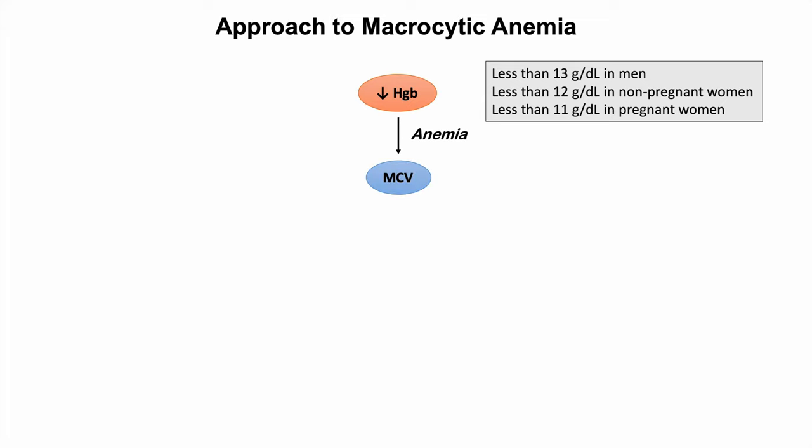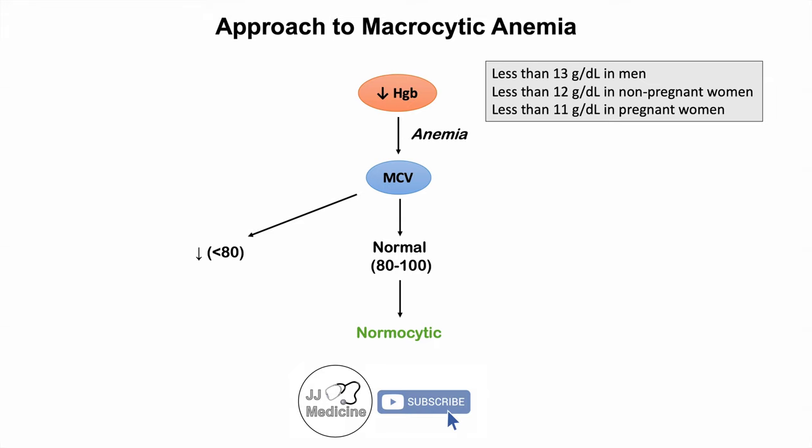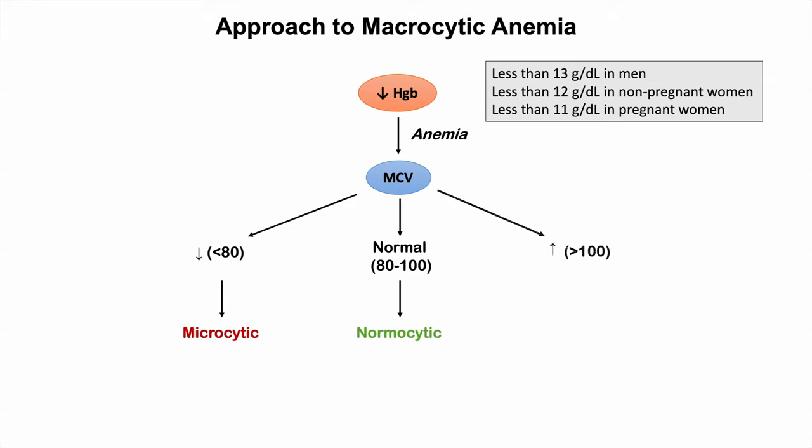The next thing we want to look at is the MCV, mean corpuscular volume. This essentially tells us the average size of cells. The normal range of an MCV is 80 to 100. If we were to see an MCV between 80 and 100, this is considered normocytic anemia. Anything less than 80 on an MCV would be considered microcytic anemia, so smaller sized cells. If we see an MCV greater than 100, this is when we actually see macrocytic anemia.